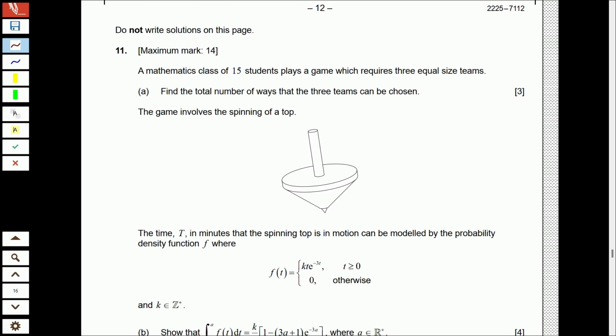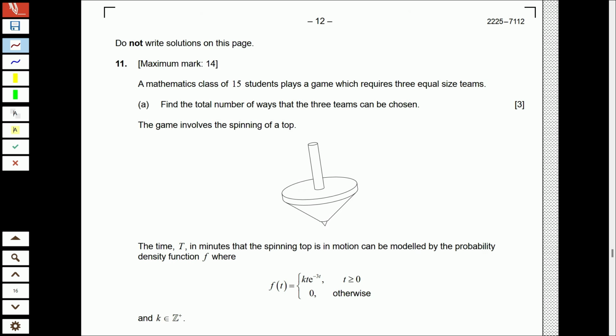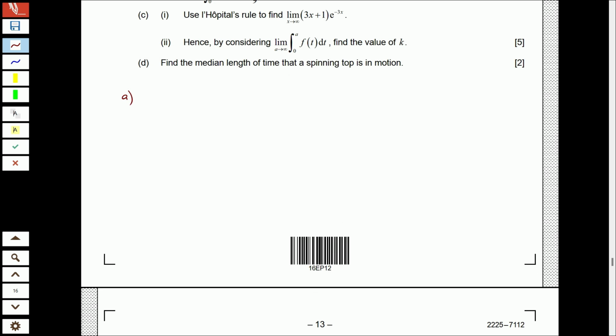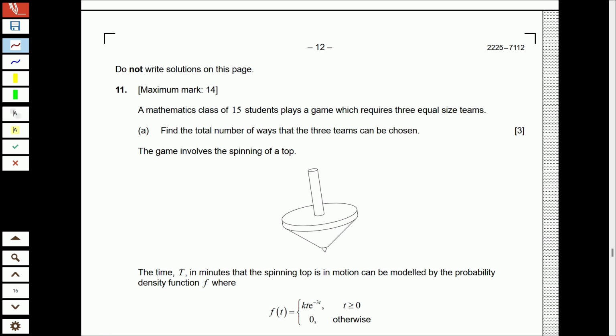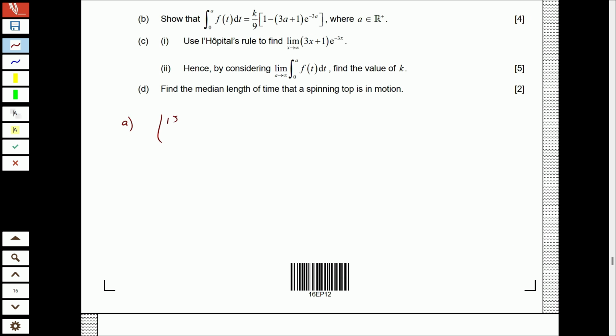Question 11. A mathematics class of 15 students plays a game which requires three equal sized teams. Find the total number of ways that the three teams can be chosen. Here we're going to use combinations. 15 choose 5, since the size of each team will be 5, right? So first I can choose 5 people, and then from the remaining 10, we're going to choose 10 choose 5, and then 5 choose 5.